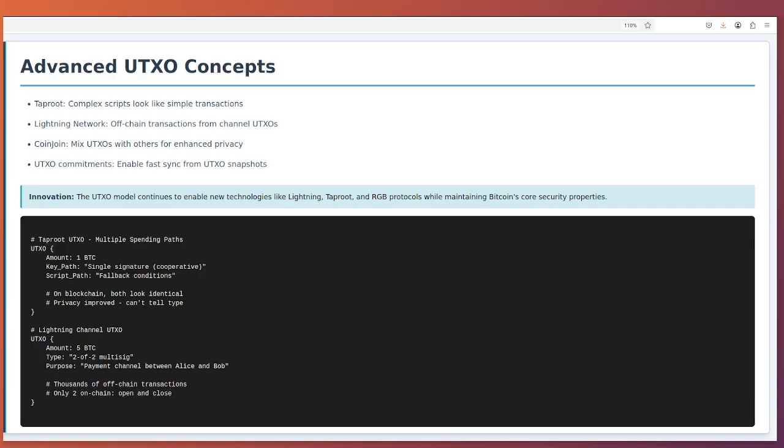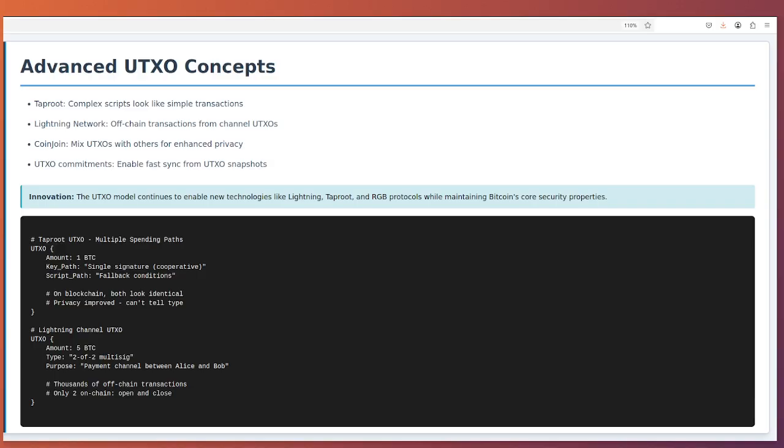Coin-join protocols use carefully coordinated transactions where multiple parties create a transaction together, mixing their UTXOs. This breaks the common input ownership heuristic, improving privacy. State chains are a proposed technology for transferring UTXO ownership off-chain. The actual UTXO stays on the blockchain, but ownership changes hands through signed attestations, only settling on-chain when necessary.